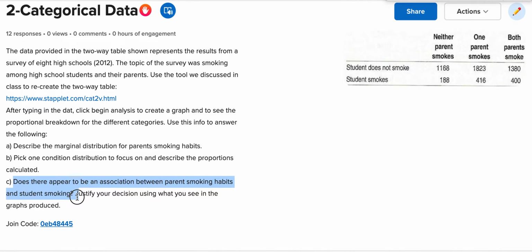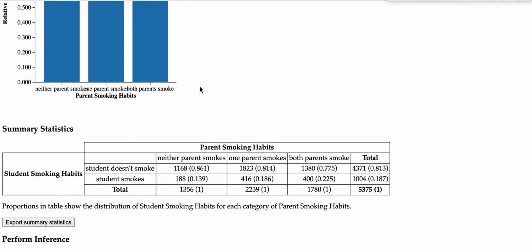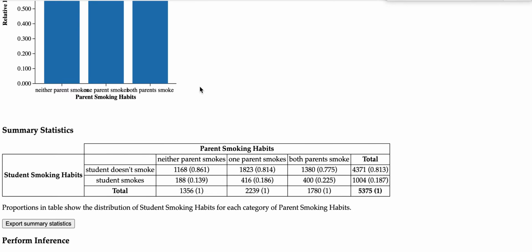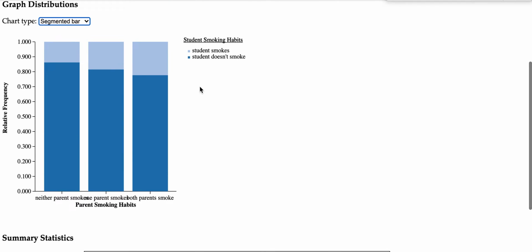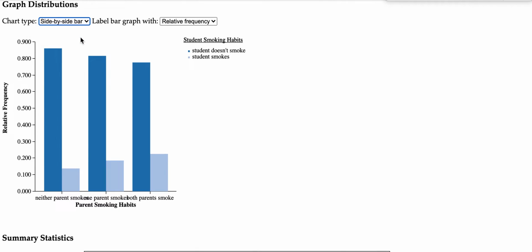All right, and finally, part C, does there appear to be an association between parent smoking habits and student smoking habits? Justify your decision using the graphs produced. So there was a lot of discrepancy with this answer, so I wanted to make sure we particularly went over this. Remember, the easiest form for pretty much anybody, even if they don't know statistics, is the side-by-side bar chart.